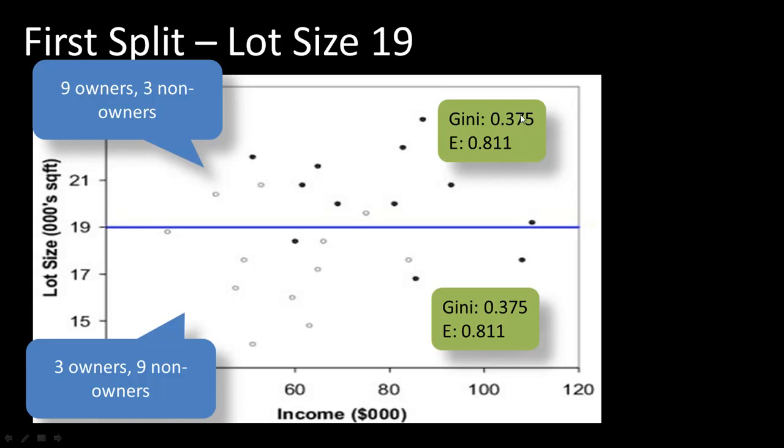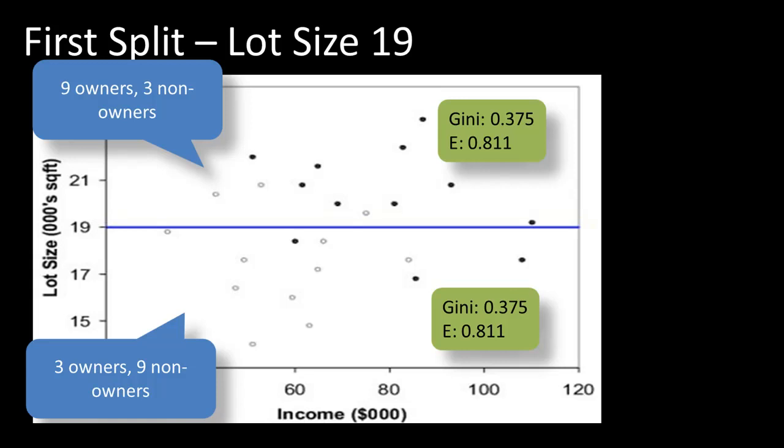Notice that this Gini is less than 0.5, which was the value we had before. And entropy is also less than 1. So that is good. Now we've got two partitions with the Gini of 0.375 and entropy of 0.811. This is just a coincidence, but these are exactly the same. In general, you may not get a split that gives these kind of results.